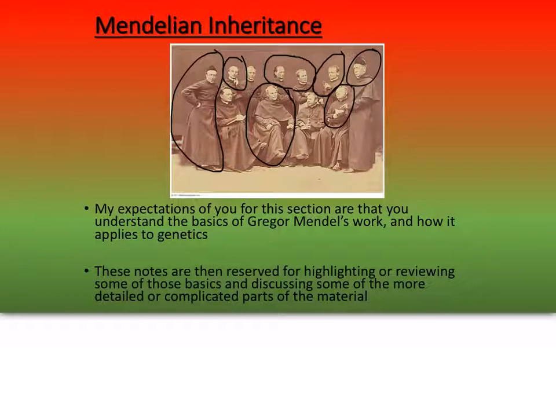Now, my expectations on this stuff is that you remember Mendel, so you know that stuff. You can look at the book and fill yourself in if you need to. And you know those basics. He used pea plants. He did this. He did that. So that way we can use our class time to hit some of those basics that are most important, but then also look at some of those more detailed things.